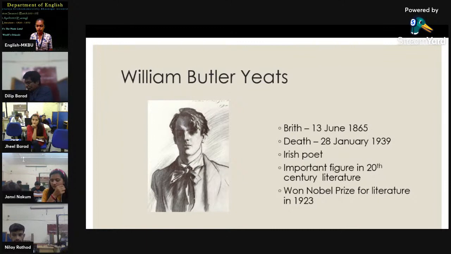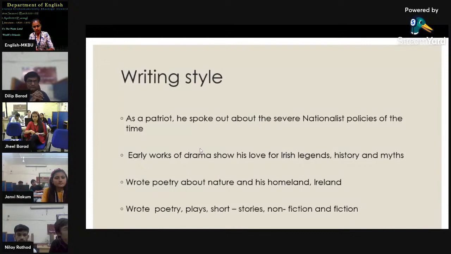Yeats began as a writer with the first publication of brief lyrics in the Dublin University Review in 1883. He won the Nobel Prize in Literature in 1923. His writing style is that of a portrait. He spoke out about the severe nationalist policy of the time. His earlier drama shows his love for Irish legends, history, and myth. He wrote poetry about nature and his homeland, Ireland, as well as plays, short stories, non-fiction and fiction.